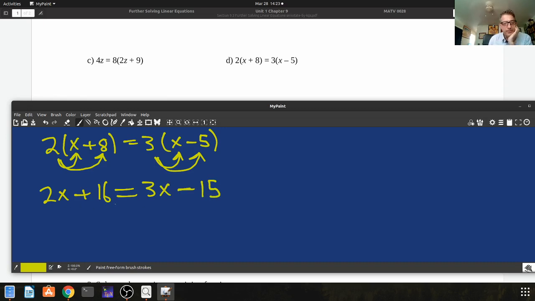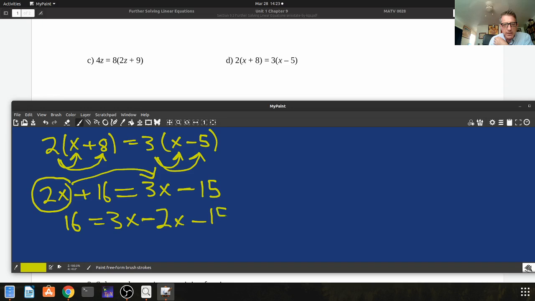So you can do two things at once, but I'll continue to go for just now. I'm going to move my 2x over to this side. So that's going to give me 16 is equal to 3x. And since I want it right next to my x term, it's going to change sign. 3x minus 2x minus 15. So that's going to give me 16 is equal to x minus 15. Why x? Because 3x minus 2x is x.